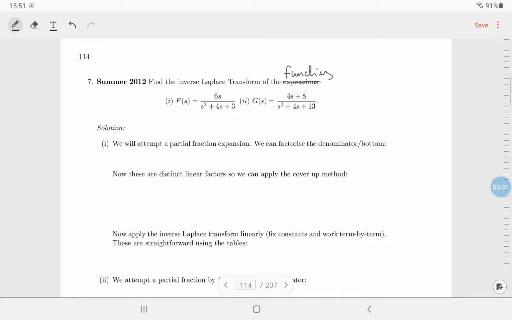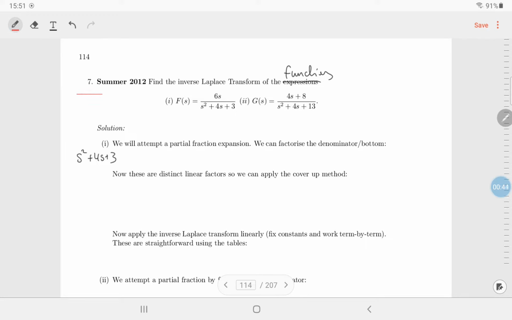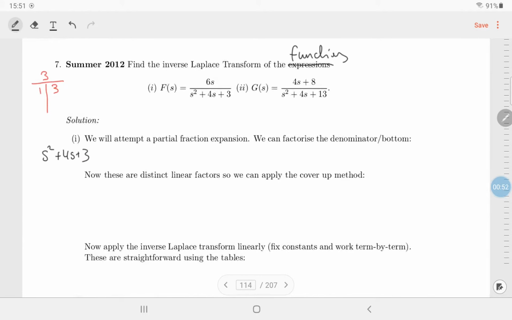You need to factorize the bottom. So it seems this can be done quite quickly. Let's see, s squared plus 4s plus 3. As usual, I will use the AC method. So that's 1 by 3 giving me 3. What are the factors that add up to 4? So it's just 1 and 3. Does that make up 4? Yes, it does, which means it will factorize.